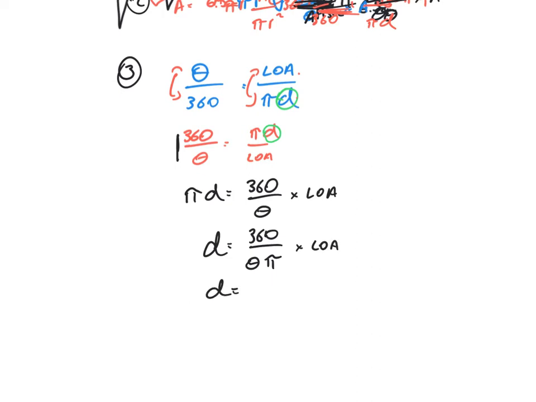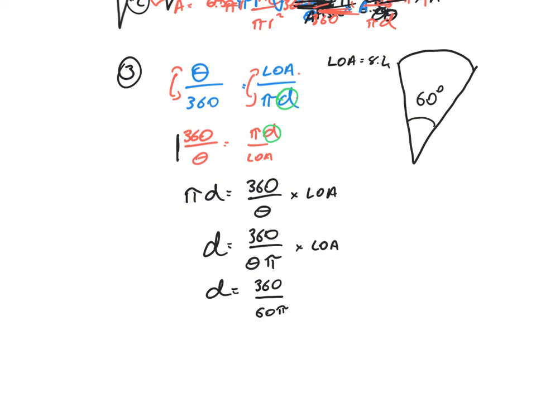Okay, so remember that the information given was that the angle at the centre was 60 and that the length of the arc was 8.4, so I can feed that in. So that's 360 divided by 60 pi times the length of the arc, 8.4, and enter that into the calculator. Okay, into one decimal place, that'll give me 16.0 centimetres.